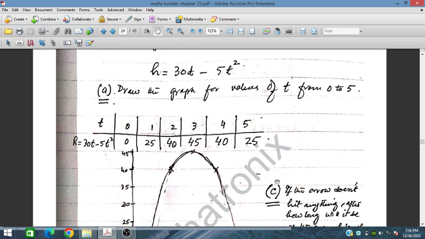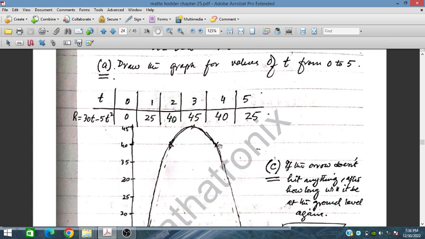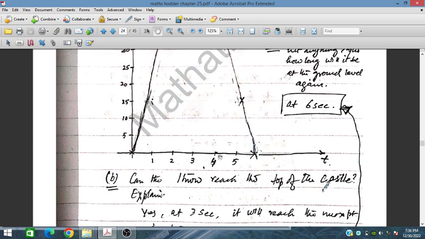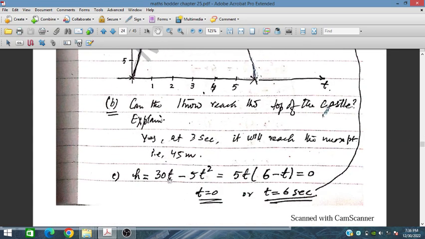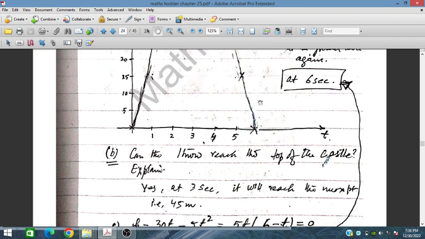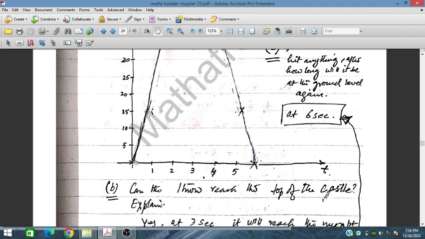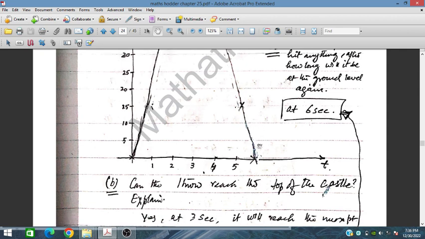So from this graph we can see here 30t minus 5t square is equal to 5t times 6 minus t is equal to 0. Here t is equal to 0 and 6 minus t is equal to 0, it means t is equal to 6 seconds. So this parabolic shape is intersecting at 0 and 6. So at t is equal to 6, the arrow will reach the ground.